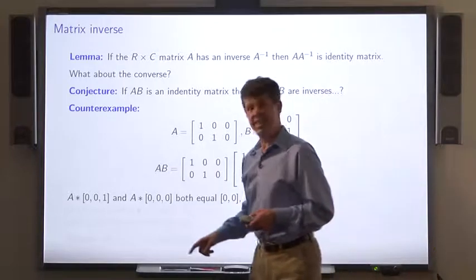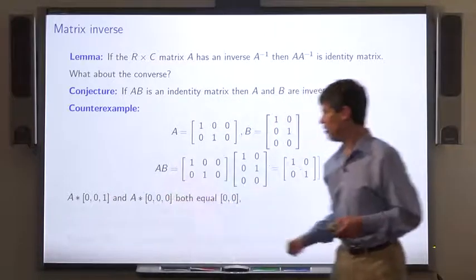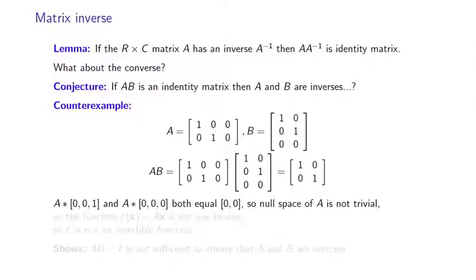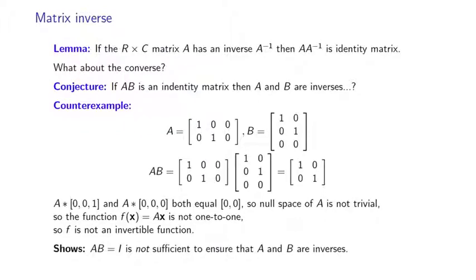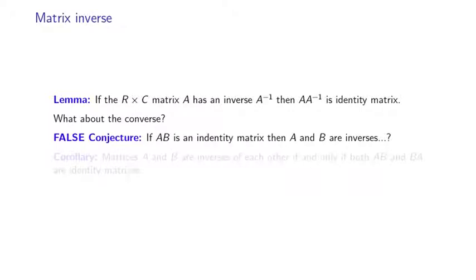In fact, we can see here that multiplying A by this vector and multiplying A by this vector both give you the 0 vector. So the function corresponding to matrix-vector multiplication is not even onto. The null space of A is not trivial, and we know that that implies that the function is not onto. So f is not an invertible function, so the matrix A doesn't even have an inverse. So just because the product of two matrices is the identity matrix doesn't mean these matrices are inverses of each other. So it's a false conjecture.